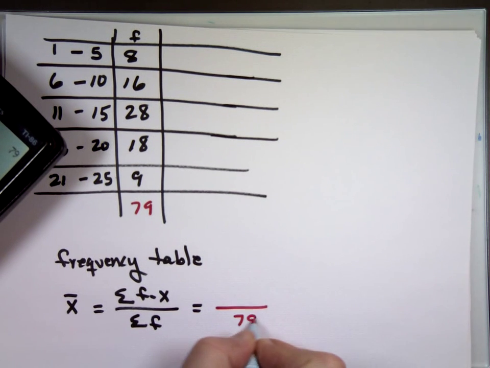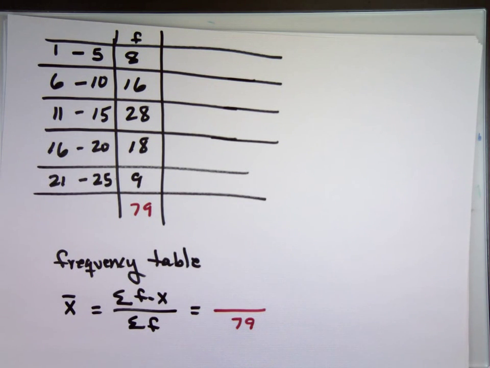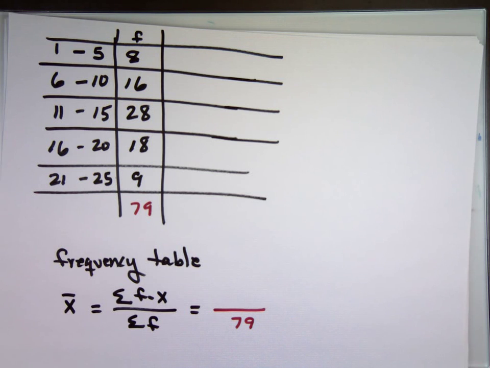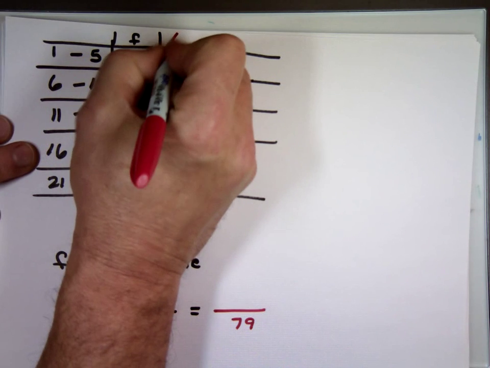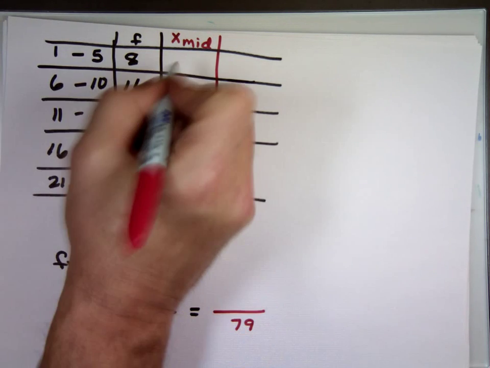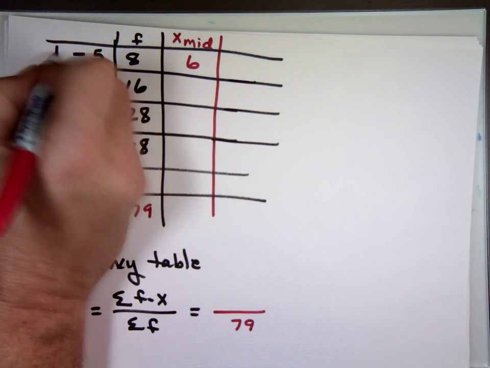But what about f times x? What is x? Do we even know what x is? No. So what are we going to use for x? We know we have 8 people who smoke between 1 and 5. What would be a fair number to use for them? It's called the midpoint. For 1 and 5, you add them and divide by 2. 1 plus 5 is 6, divided by 2 is 3.